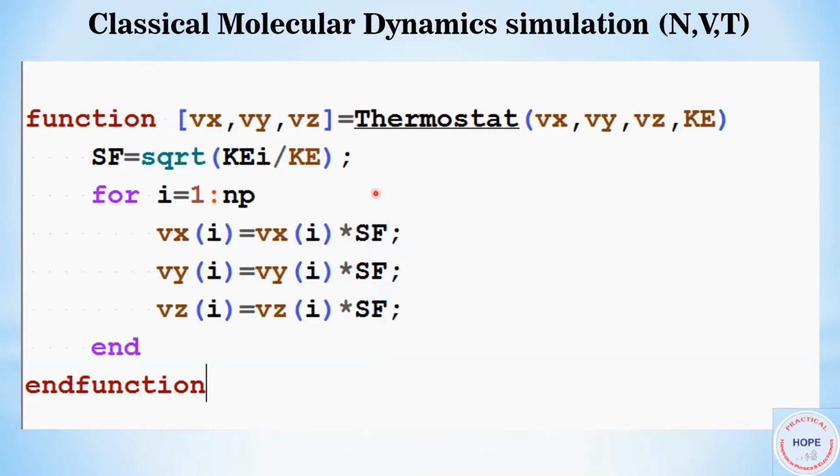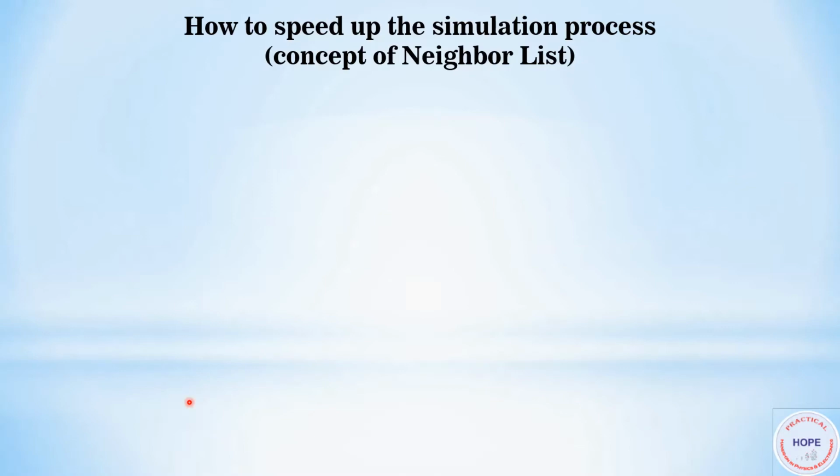This is the code for implementing the concept of thermostat. Name of the function is thermostat. Vx, Vy, Vz are the input velocities, K is the kinetic energy, and the rescaled velocities are returned. So first we have to define scaling factor SF, that is square root of KEI by KE as discussed earlier. Then we define a for loop that will run from 1 to NP, NP being the number of particles. Then we will rescale Vx, Vy and Vz by multiplying them by scaling factor SF. Finally, end function.